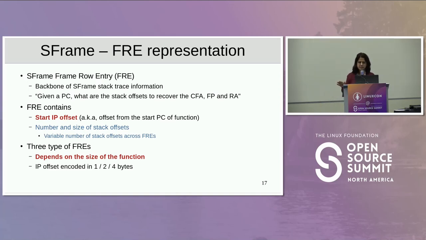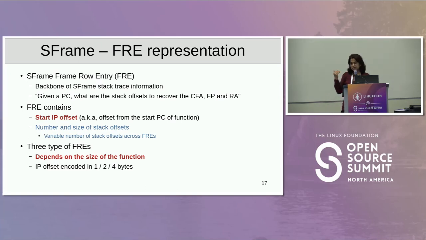So FRE is basically the backbone of the SFrame stack trace section. And all it tells you is that, given a PC, what are the stack offsets to recover the CFA, FP, and RA? And that's about it. So the FRE contains the start IP offset. If you know the start of the function, all you have to encode is at what offset into the function this stack trace information holds valid.